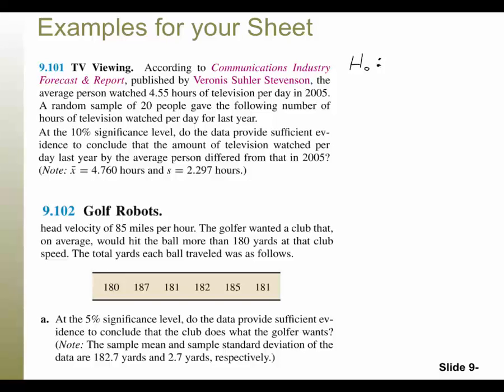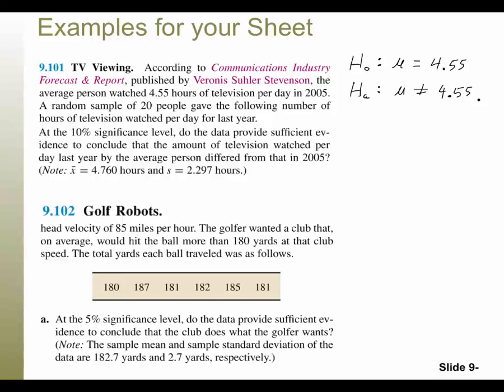Two-tailed. So our hypothesis is going to be that the mean number of hours watched is what it was before, right? And then our alternative hypothesis is that the mean number of hours watched of TV is not what it used to be. It used to be 4.55, so we're testing for the previous mean of 4.55 hours, and now we're looking in 2005. Does it differ from that previous mean?